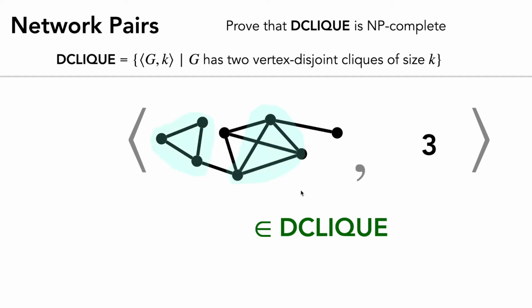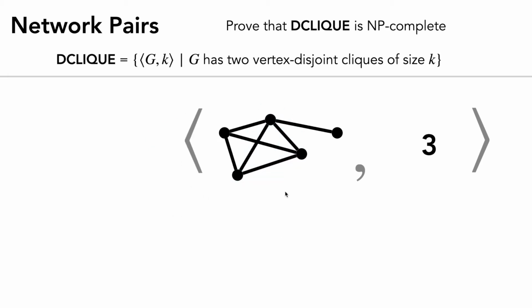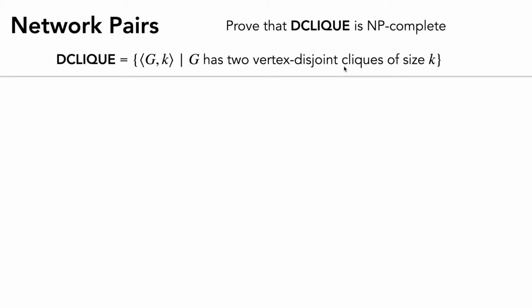To drive this point home, let's look at a modified version of the graph that doesn't have this half of it. If we looked at this graph and plugged in the number 3, this is no longer an element of d-clique. Even though it has multiple cliques of size 3, they are not vertex disjoint. Now that we're comfortable with what d-clique is, let's get on to proving that it is NP-complete.